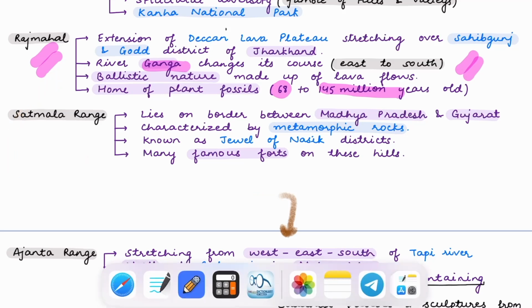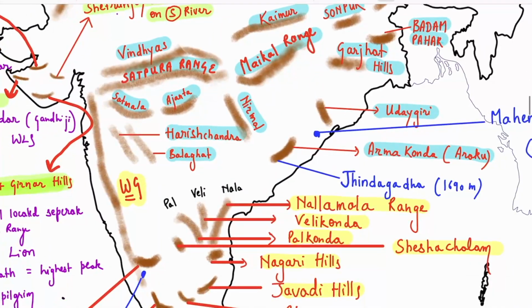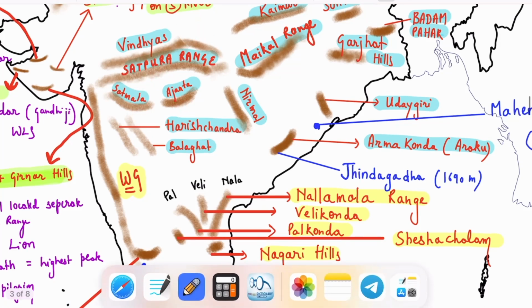Then, moving on, there are two other important ranges that we have here, that is the Satmala range and Ajanta range. Both Satmala and Ajanta are in the south of the Satpura range. So first we have Vindhyas, then we have Satpura, and on the south of that, we have Satmala and Ajanta. So let's discuss them one by one.